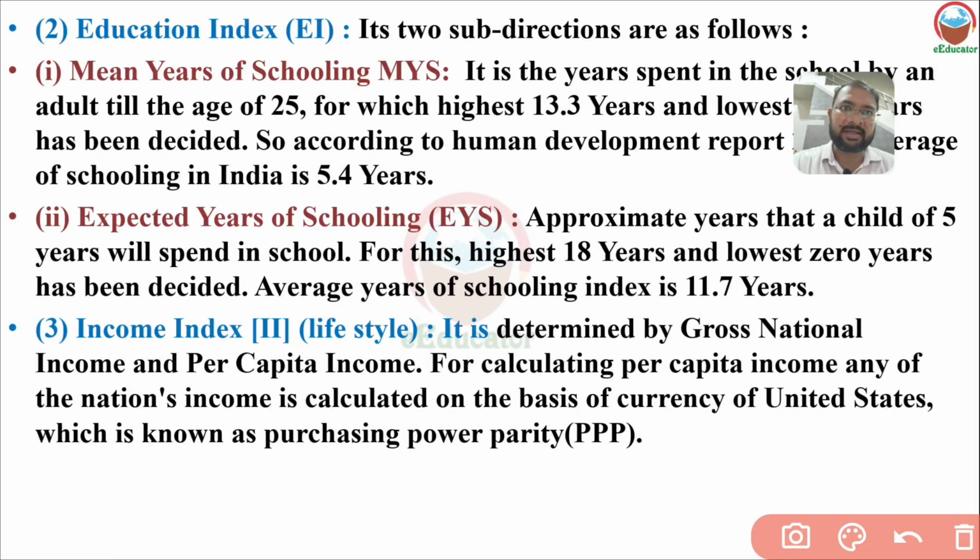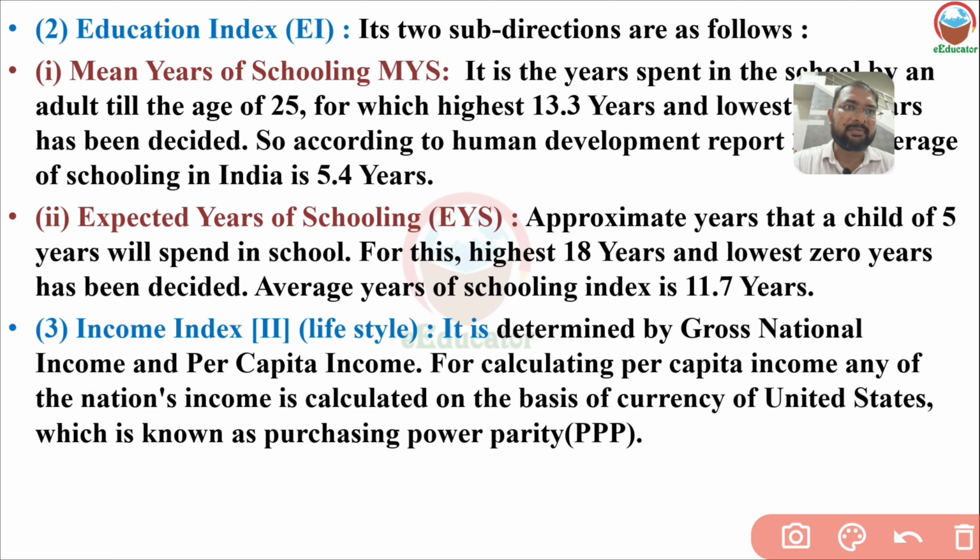So how can we calculate the income of our countries? It is determined by the gross national income and per capita income here. Gross national income is the total income of a country, and per capita income is income per person. The total income of a country divided by the total population is known as per capita income.